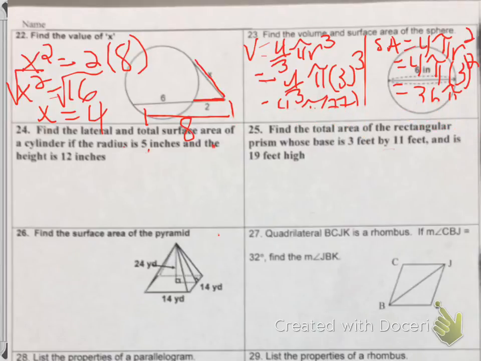Okay? So this one says to find the total surface area of a rectangular prism whose base is 3 feet by 11 feet and then it is 19 feet high. So it might help you just to draw a picture if you need it. You should know what a rectangular prism looks like by now. So if you label the dimensions, it's 3 by 11 on the bottom, and then the height is 19, okay? So it wants the total surface area.